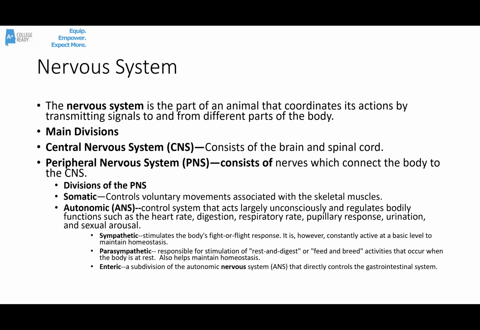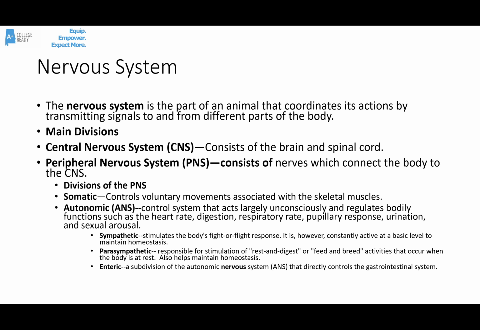We further break the PNS, the peripheral nervous system, into some other parts. There's the somatic part, the somatic nervous system. This controls the voluntary movements associated with skeletal muscles. There's the autonomic nervous system, and this controls things that are largely unconscious, things like bodily functions, heart rate, digestion, respiration rate, urination, arousal. We further break that autonomic nervous system down into the sympathetic, the parasympathetic, and the enteric nervous systems.